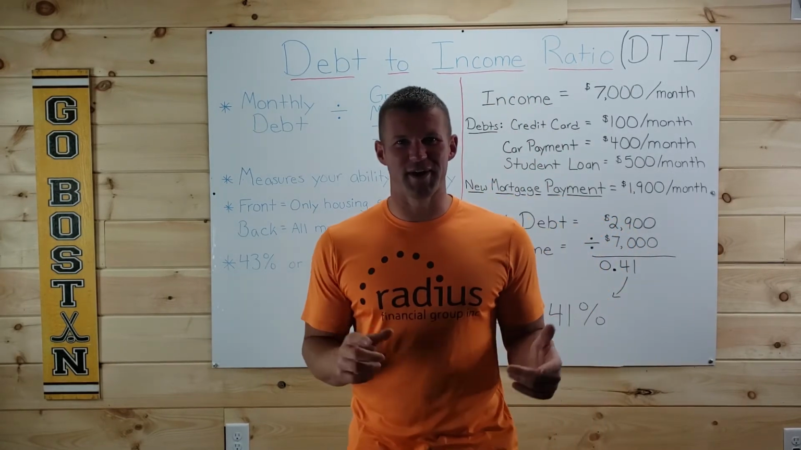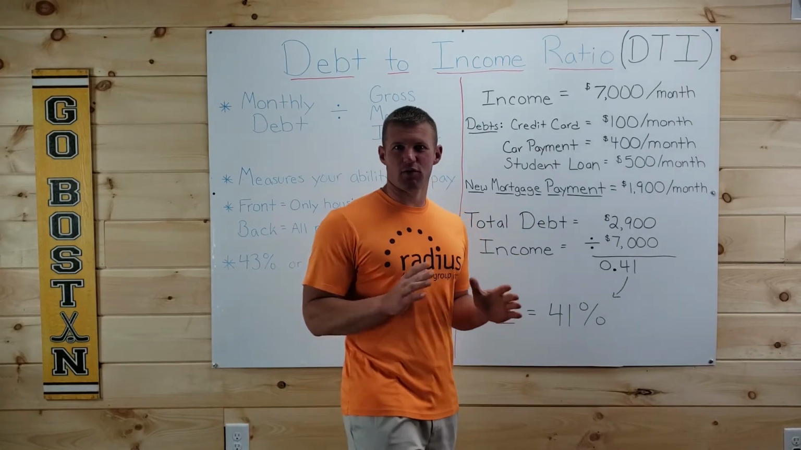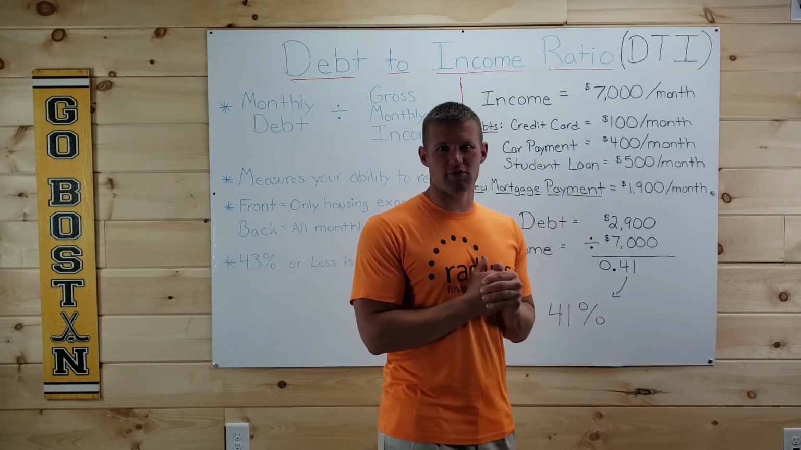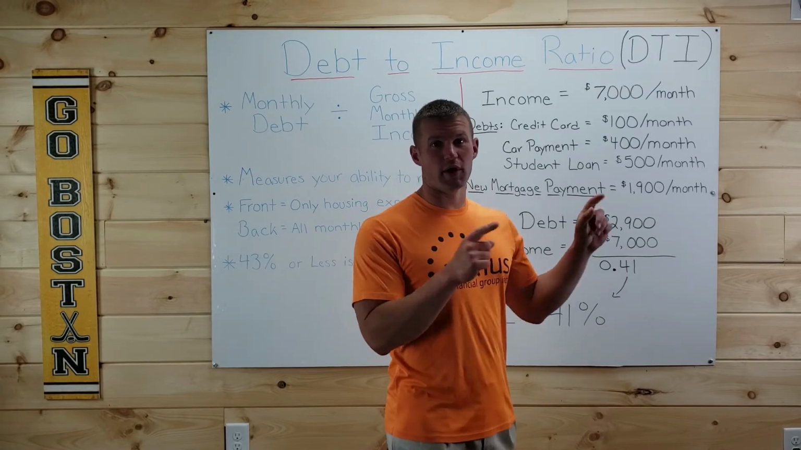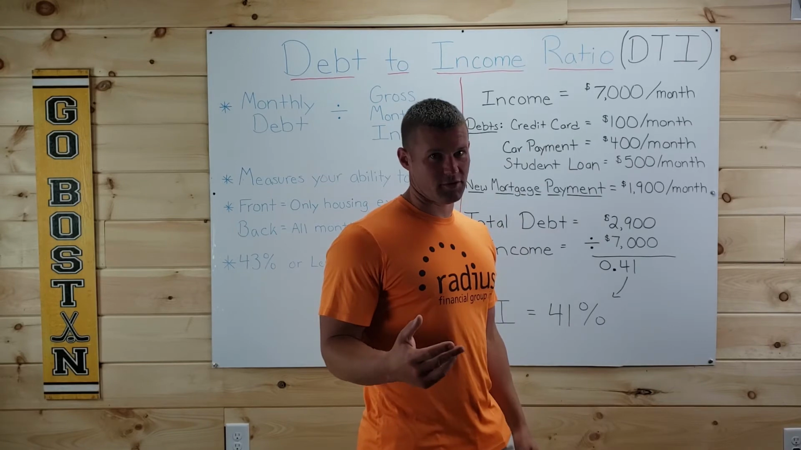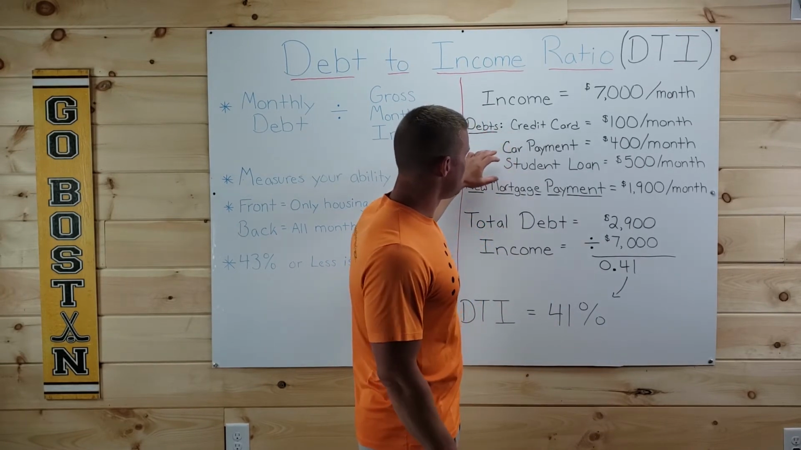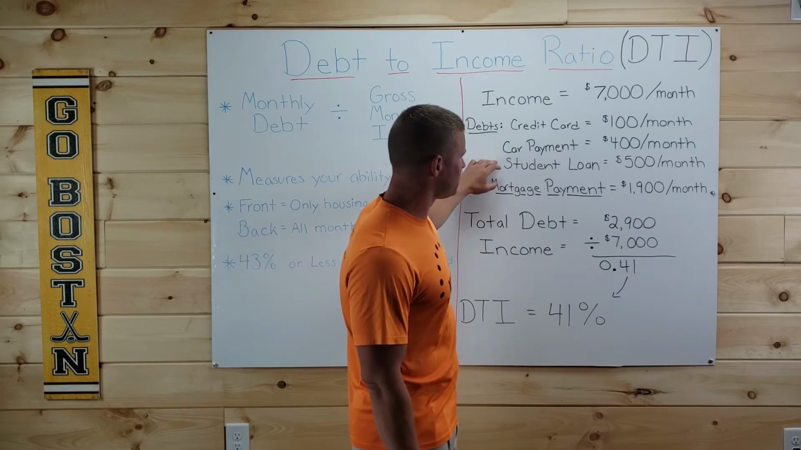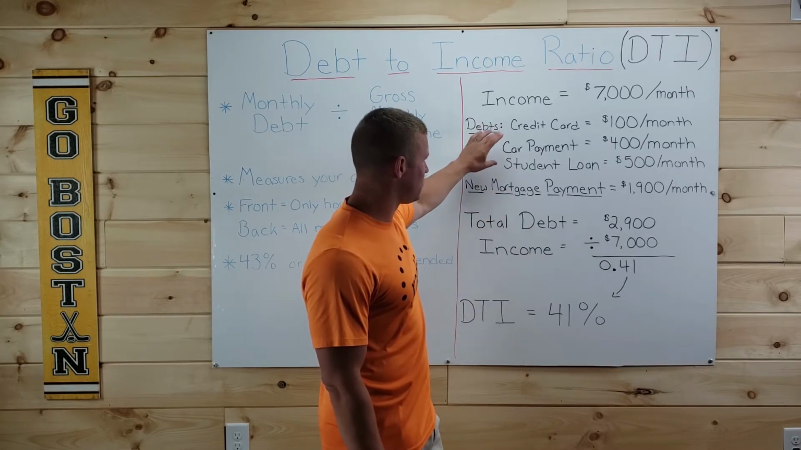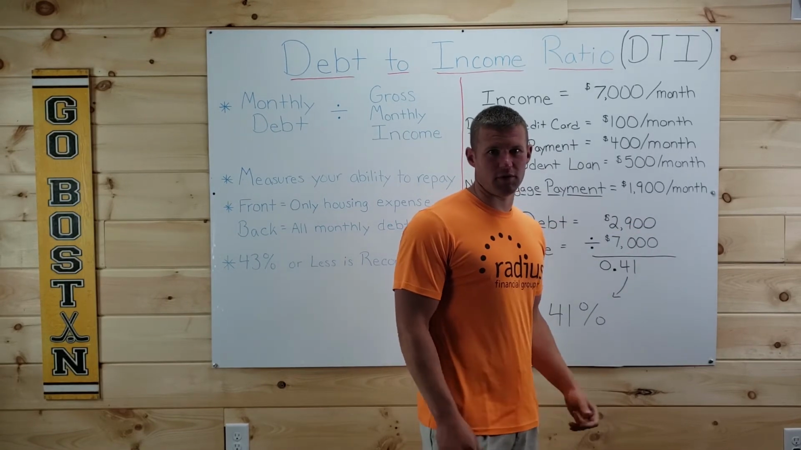All right, now we're going to go into the example. So this is essentially how your debt to income ratio is calculated. Let's say you make $7,000 a month. Congratulations, you're killing it out there. Real quick, this is gross, so we're talking $7,000 a month before taxes, not after taxes. Here are your debts. You've got $100 a month in credit card payments, $400 car payment, $500 student loan payment. That's all you have for debt, those three. You have a proposed new mortgage payment of $1,900 a month.